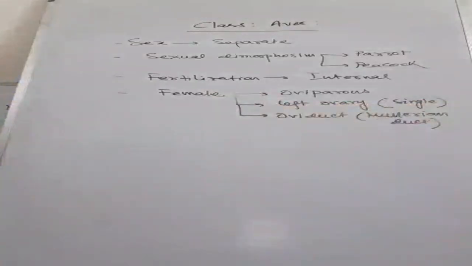The Mullerian duct is a duct system that the Mullerian hormone stimulates. If we say, in a fetus, if the Mullerian hormone is being secreted through the Mullerian duct, the fetus is going to be a female baby. But if anti-Mullerian hormone is secreted, then the fetus is going to develop into a male baby.